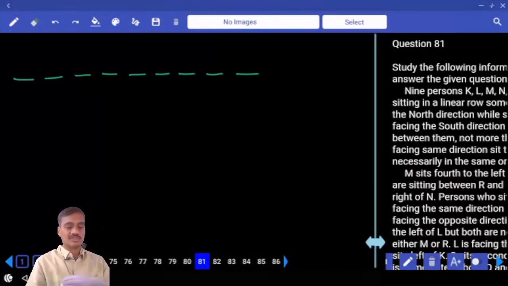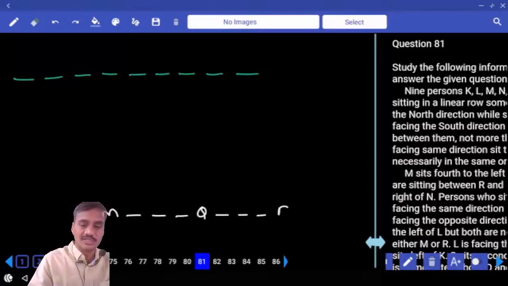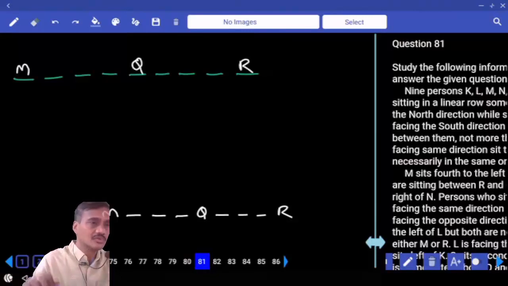In the first condition, M sits 4 to the left of Q. Now we need to go with the possibilities. And 3 persons between Q and R. If M is 4 to the left of Q, and 3 persons between Q and R, then 1, 2, 3, R together. Hence, 1, 2, 3, 4, 5, 6, 7, 8, 9. Where should this M be? M is here. Now 3 in between Q and R.